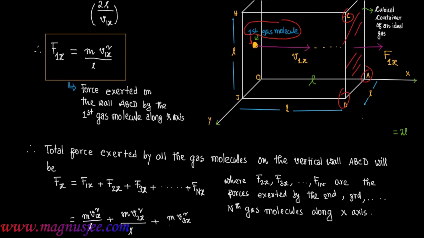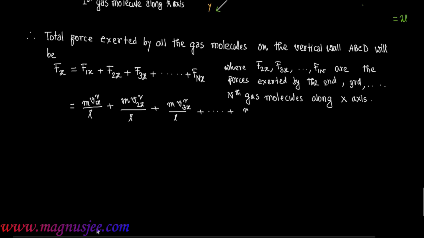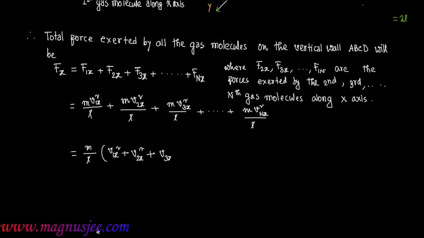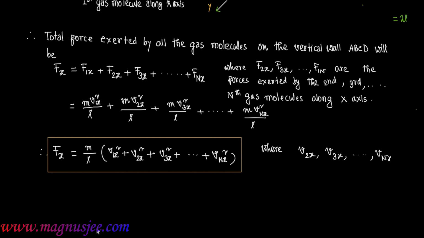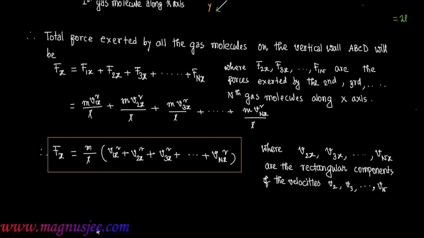So we get m v1x square by L plus m v2x square by L plus m v3x square by L plus dot dot dot plus m vnx square divided by L, where L is the length of each side of the cube, equal to m by L bracket open v1x square plus v2x square plus v3x square plus dot dot dot plus vnx square, where v2x, v3x, vnx are the rectangular components of the velocity v2, v3, vn of the second, third, nth gas molecule along x-axis.